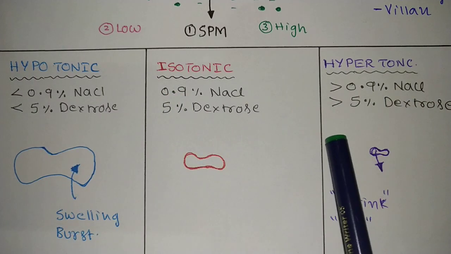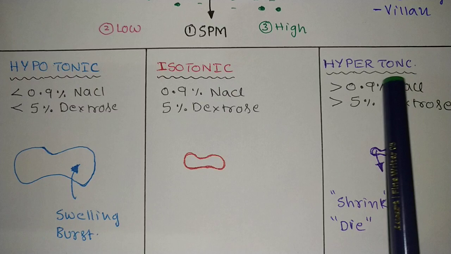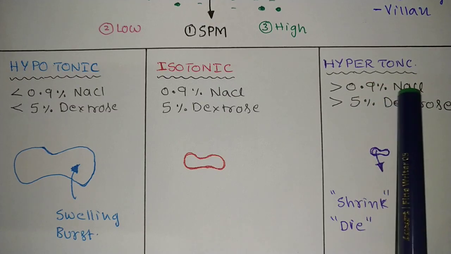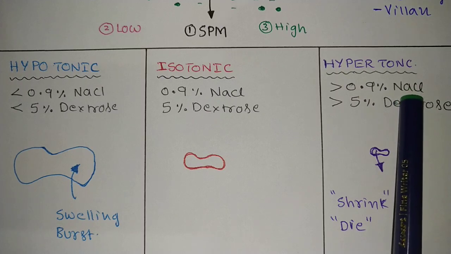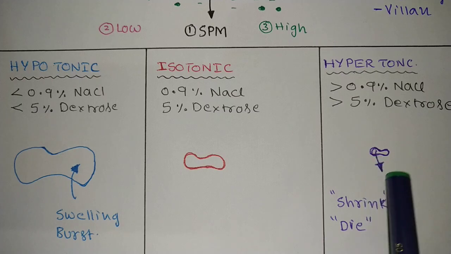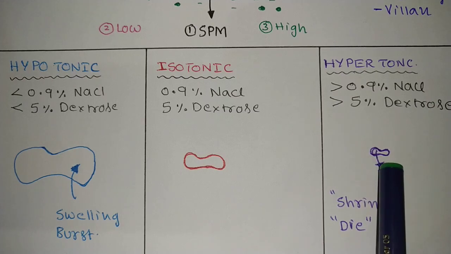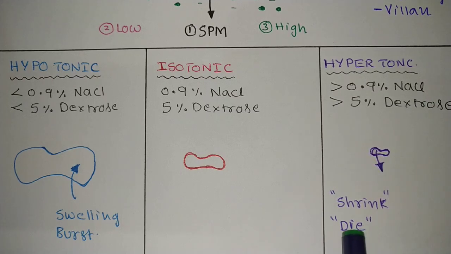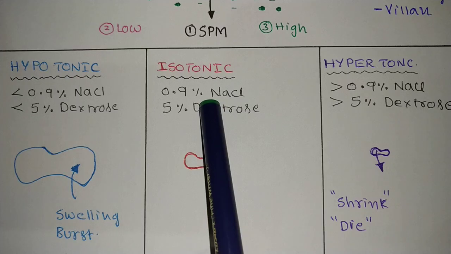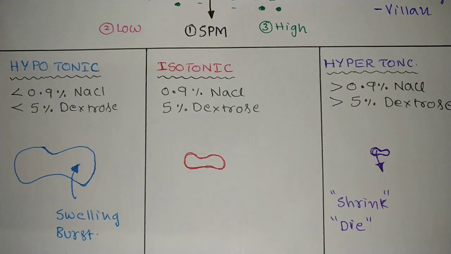And in hypertonic, we are using a higher concentrated NaCl than 0.9%. Here the water present inside the RBC will come out in order to dilute this, so the size decreases, the cell shrinks and finally it dies. So hypertonic and hypotonic are both problematic. That's why we have to use only 0.9% isotonic solutions.